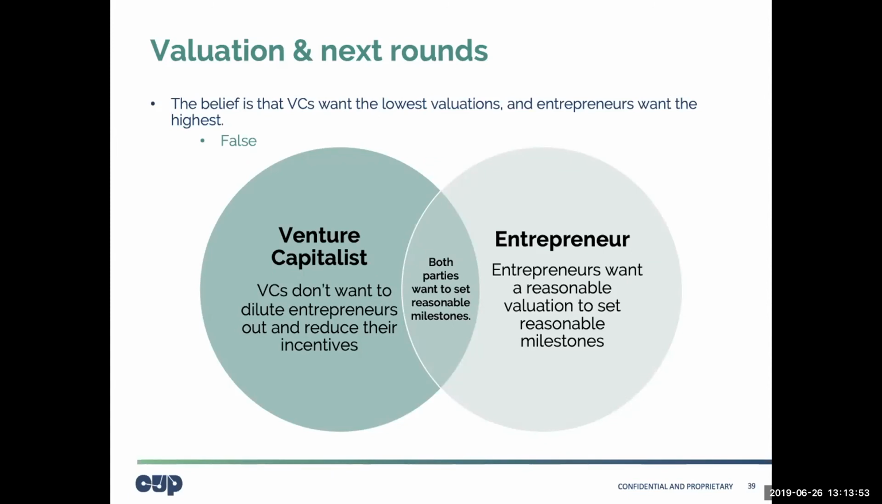Yeah, so there's a misconstrued belief that VCs always want the lowest valuation, entrepreneurs want the highest. In truth, there's actually a pretty fair compromise between both parties wanting a relatively reasonable valuation. And obviously there are different definitions of what reasonable is, but the forces working against a VC wanting the lowest valuation, entrepreneur wanting the highest, is that for a VC, you don't necessarily want to dilute an entrepreneur out completely.